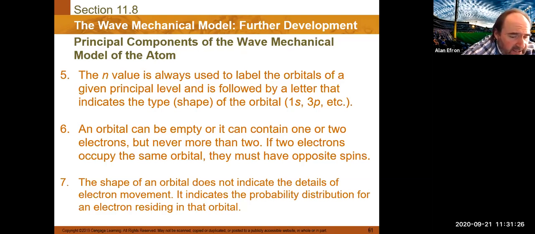Again, the shape of the orbital doesn't indicate the electron movement. The idea there is that it's just a probability distribution: there's a high probability that somewhere in that orbital there could be an electron. Again, the Heisenberg uncertainty principle tells us that I'm not sure how it's moving, and I'm not sure where it's at at any particular point, but there's a good chance of finding an electron there.